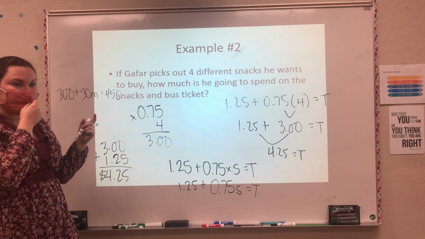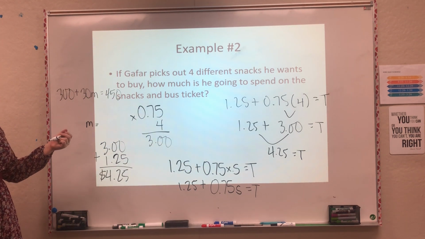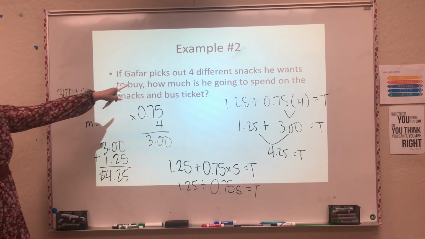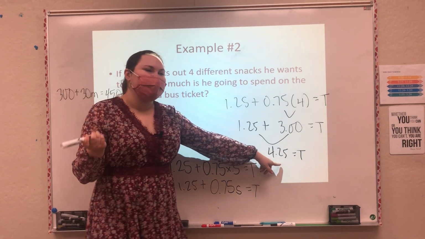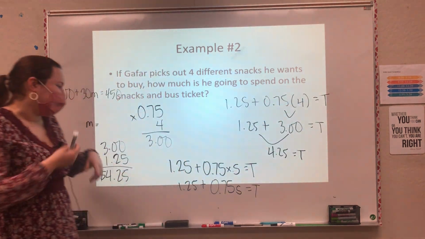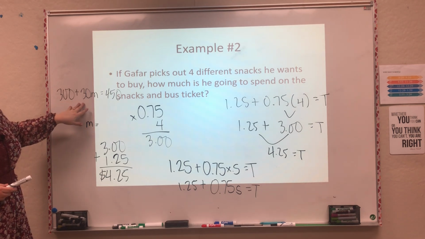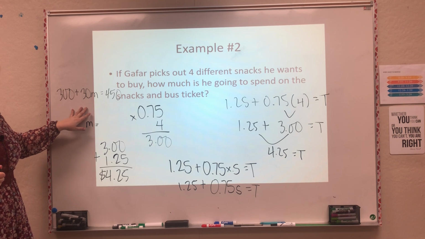Depending on the information they give, it could look like this, it could look like this. It's just going to depend on what we know and what we're trying to find out. I could have told you he spent $425 total. How many snacks did he buy? And then it would look more like the equation we solved in that first example. Y'all are doing great. Do you have questions for me?